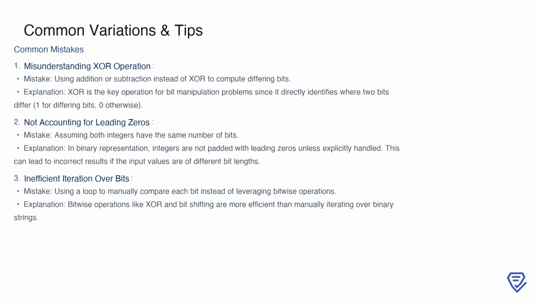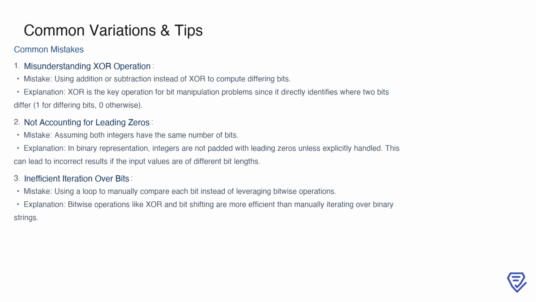Remember, XOR is crucial because it directly identifies differing bits between two numbers, producing a 1 where the bits differ and a 0 where they are the same. Using addition or subtraction instead of XOR will not yield the correct result. Another common issue is not accounting for leading zeros. Binary representations of integers do not automatically include leading zeros, so if the bit lengths of the numbers differ, this can cause incorrect results unless you explicitly handle it.